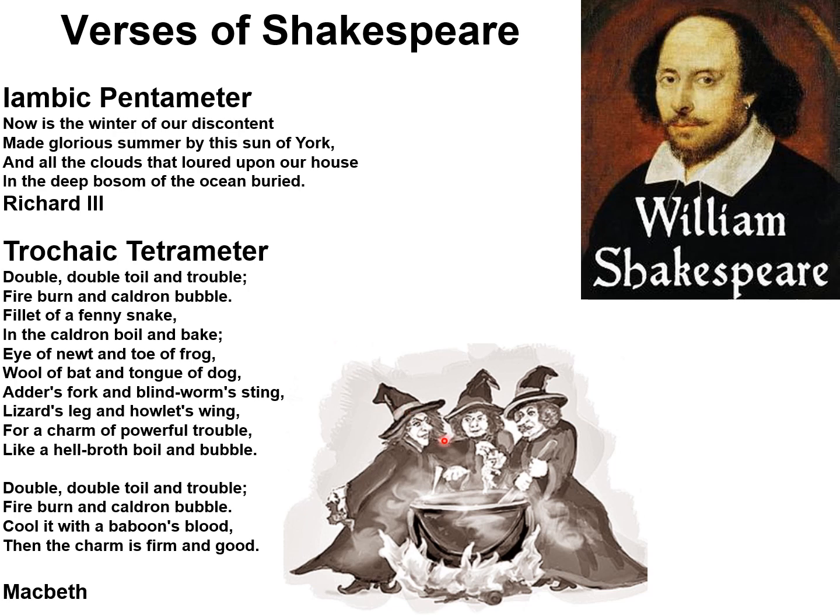In Macbeth, the three weird sisters use the Trochaic Tetrameter when chanting "Double, double, toil and trouble, fire, burn and cauldron bubble, fillet of a fenny snake, in the cauldron boil and bake."